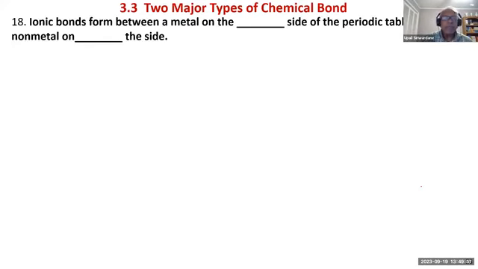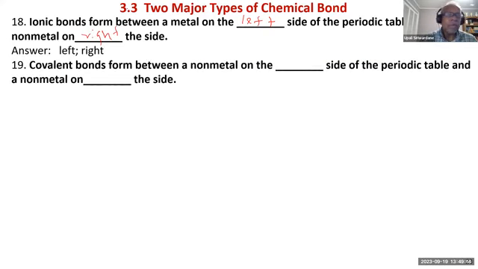Ionic bonds form between a metal on the left side of the periodic table and a non-metal on the right side of the periodic table. That is what we are looking for. A covalent bond is formed between a non-metal and a non-metal. Covalent bonds form when both are non-metals. Non-metals are found on the right side of the periodic table. Therefore, the answer is right.